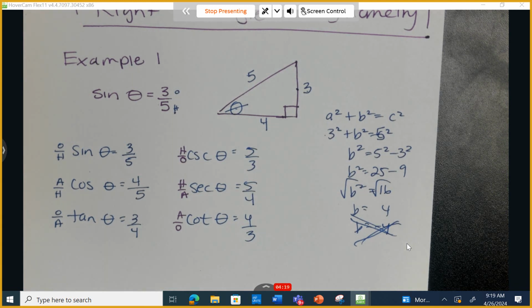Can I have right now a 1 through 5 on how well you understood this particular problem? 1 through 5.